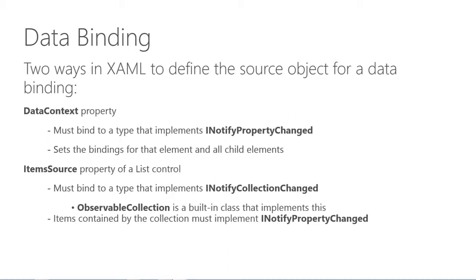And you can also use the ItemsSource property of a list control. There you must bind to a type that implements INotifyCollectionChanged. If you're using an ObservableCollection, for instance, that's already built in, so it's already implemented. Not a lot of work for you to do there. And items contained by that collection must implement INotifyPropertyChanged. As you can imagine, if a change happens to a specific item within a collection, it bubbles up, and that change is then reflected and propagated to the view.